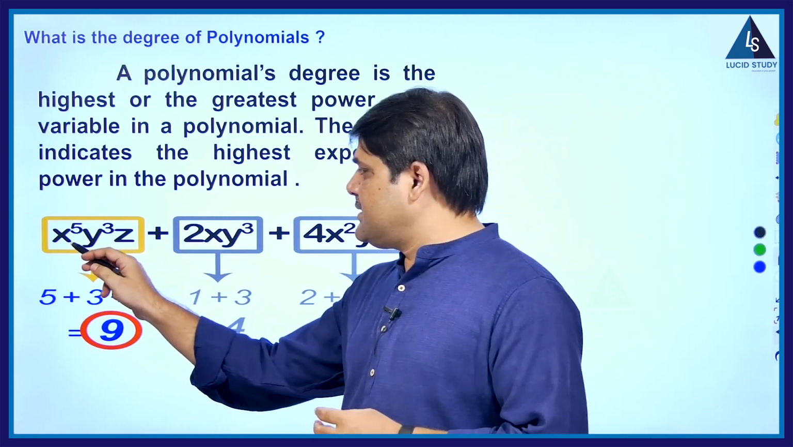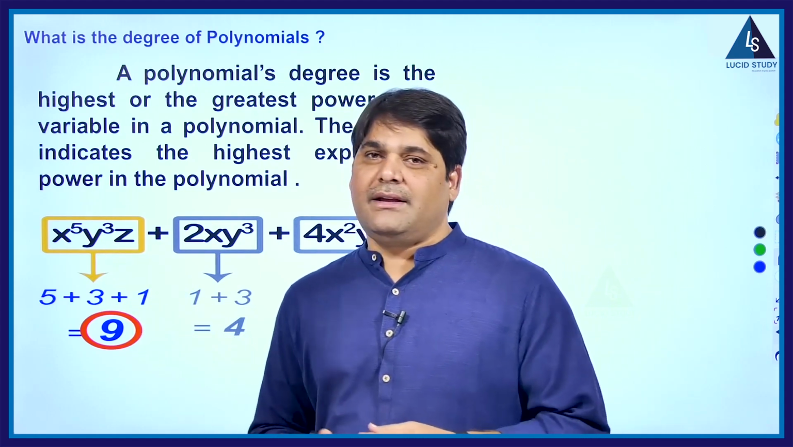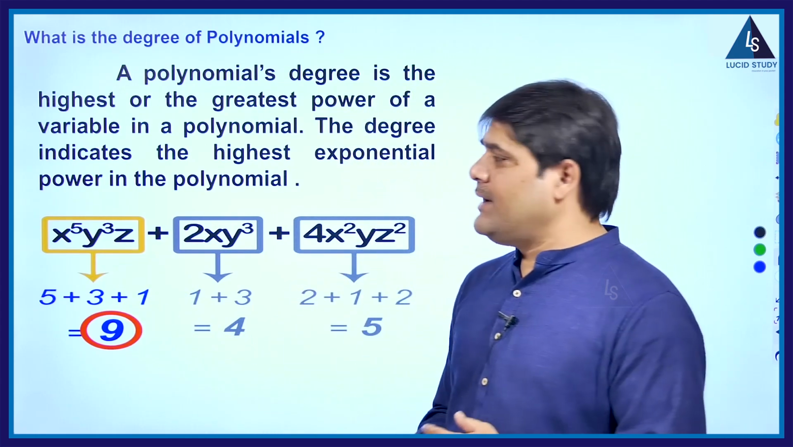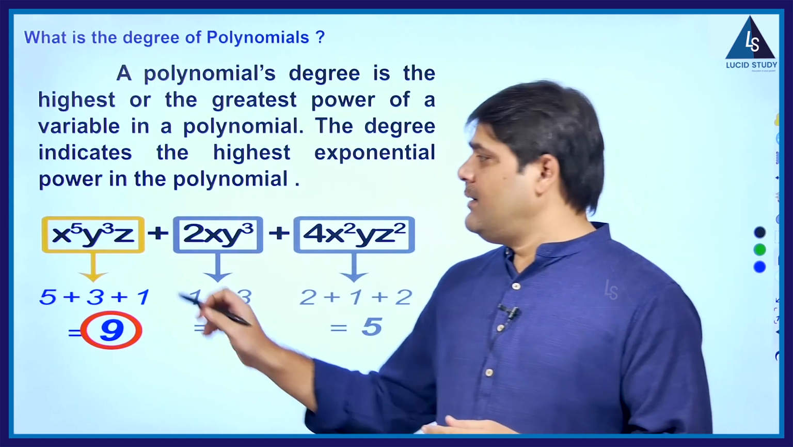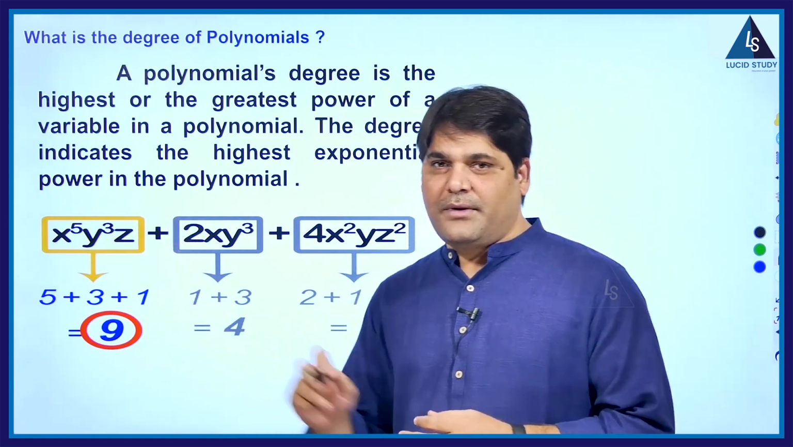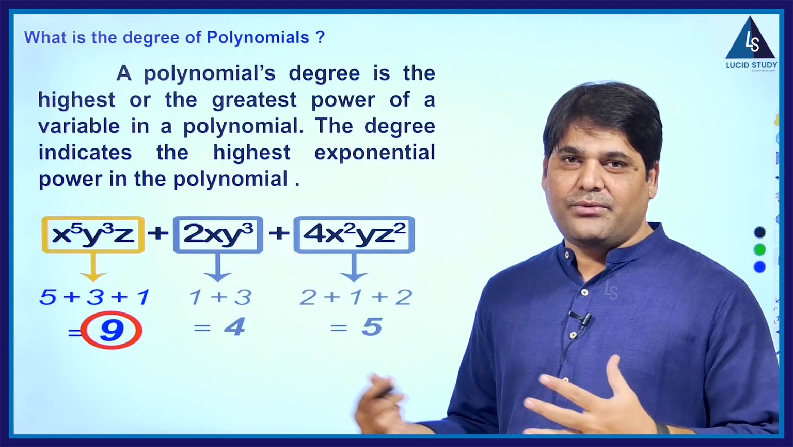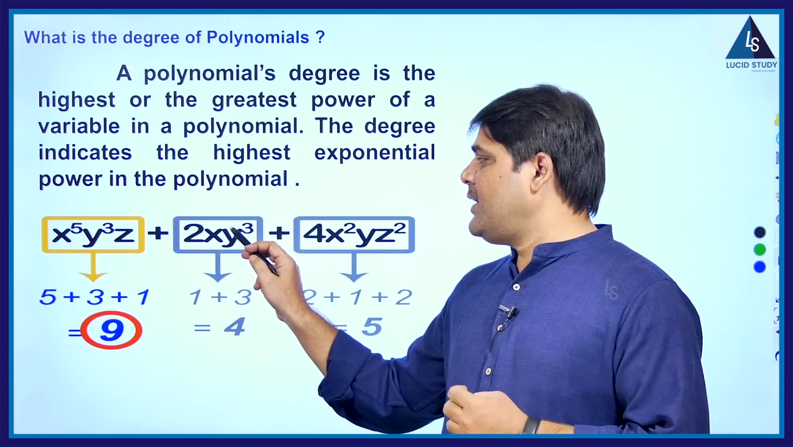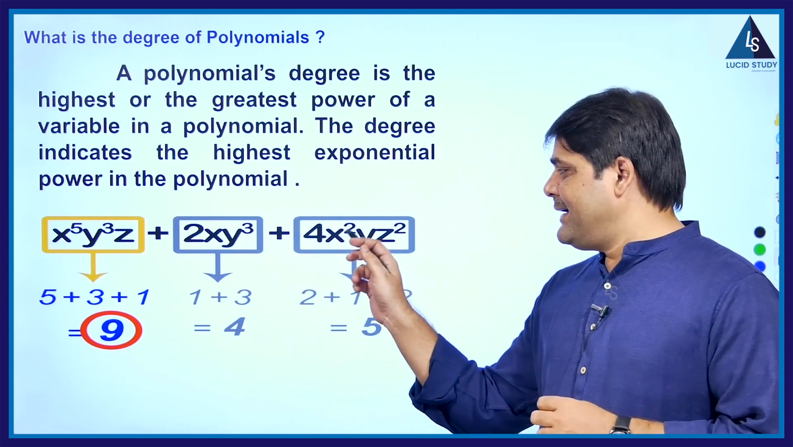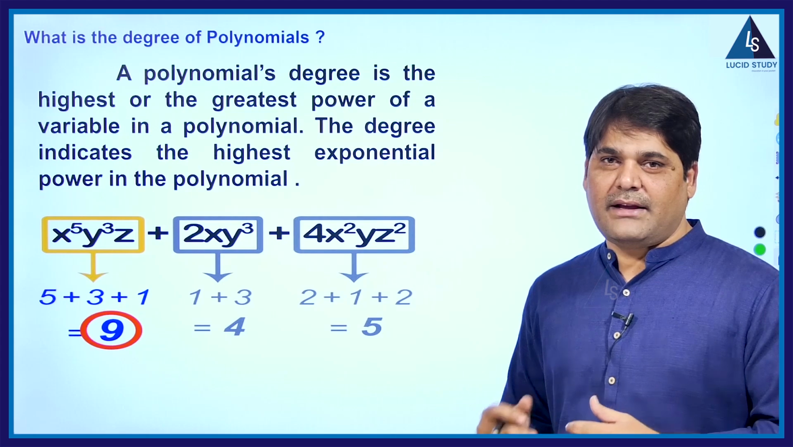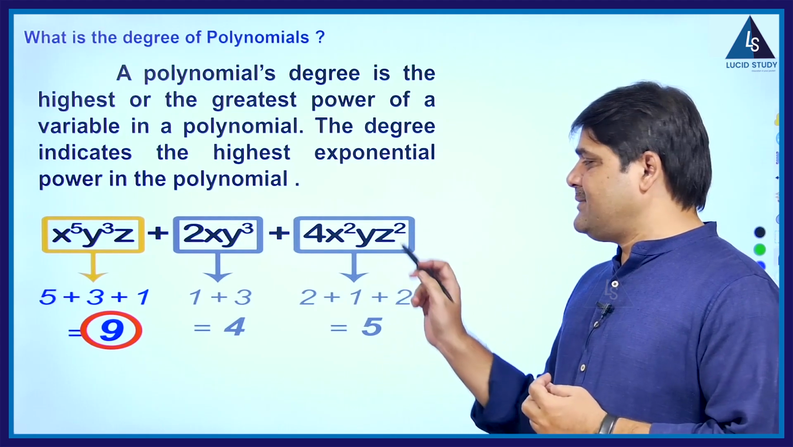In the first term, the exponent of x is 5, the exponent of y is 3 and the exponent of z is 1. So if you add all these, you will get 9 as the answer. This is the degree of this term. Now the degree of this term, how to calculate? We have to add the powers of variables only. So x power 1 y cube, so 1 plus 3, that is 4. This is the degree of this term. Now the degree of this term: the exponent of x is 2, the exponent of y is 1, the exponent of z is 2.